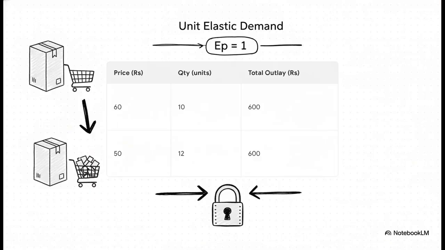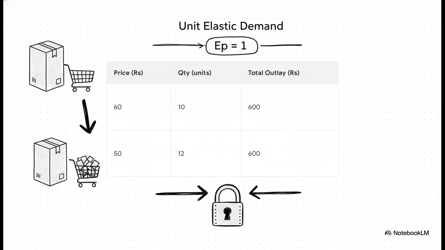All right, let's look at this schedule. This is our perfectly balanced baseline. Imagine a product priced at 60 rupees. At that price, people demand 10 units. Price times quantity, 60 times 10, gives us a total outlay of 600 rupees. Okay, now the business decides to drop the price to 50 rupees. It's cheaper, so naturally consumers buy more. The quantity demanded goes up to 12 units.